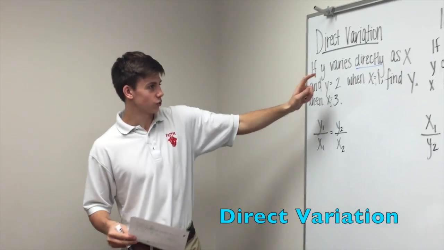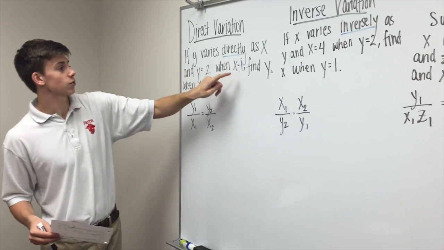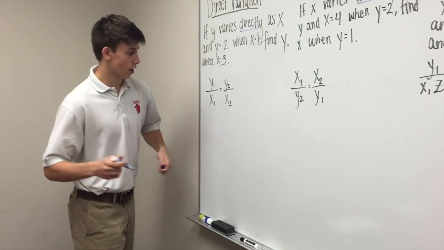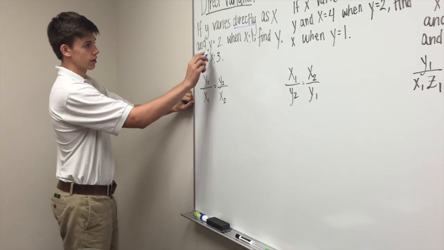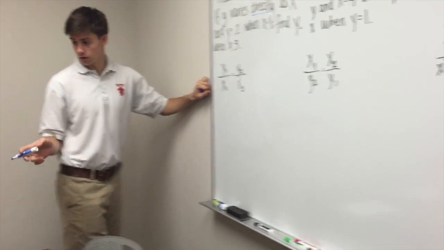If y varies directly as x and y1 equals 2 when x1 equals 1, find y2 when x2 equals 3. I hope you guys know that all you have to do is plug in each number and cross, okay? Are y'all okay with that?